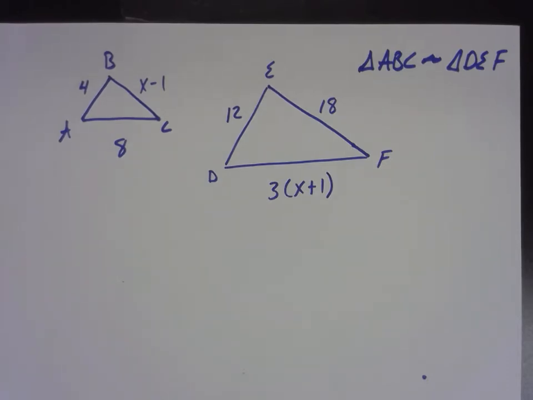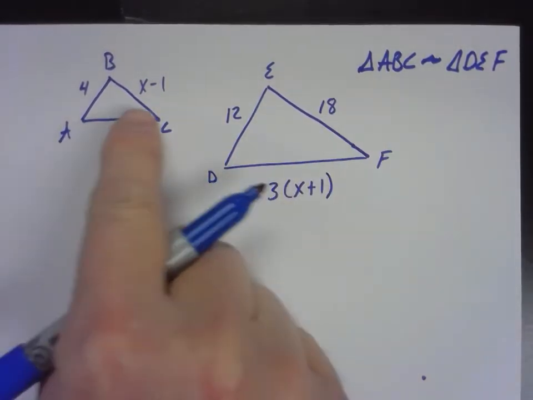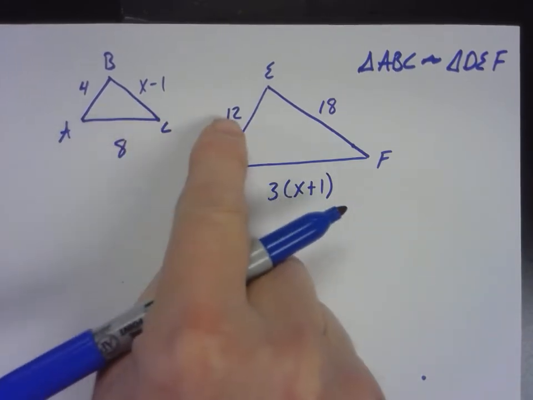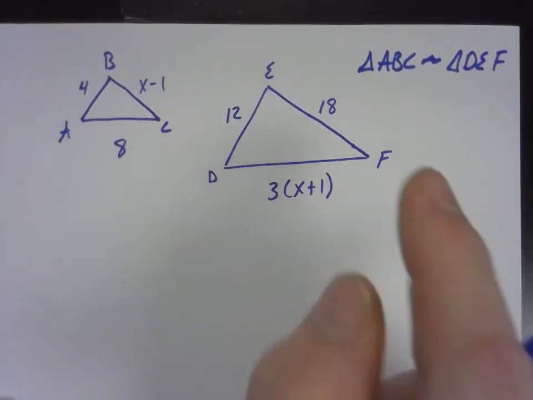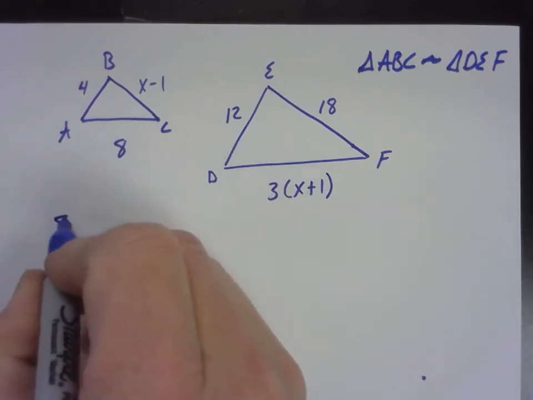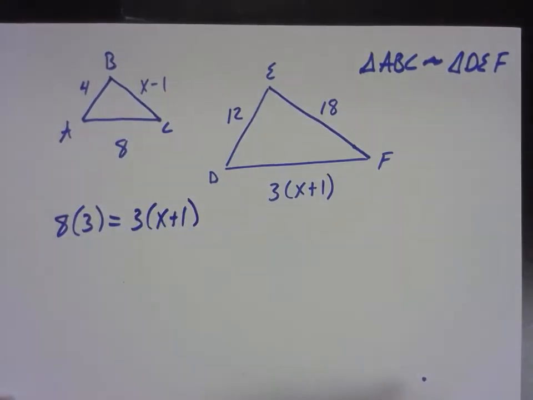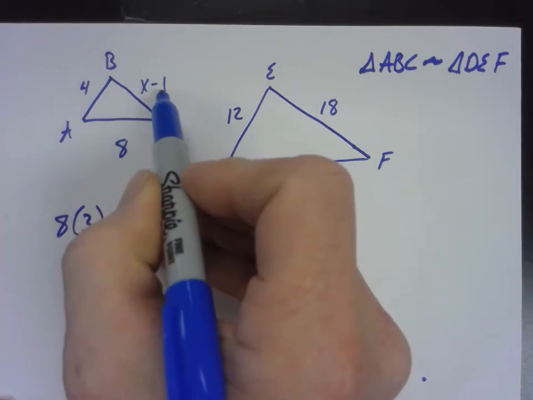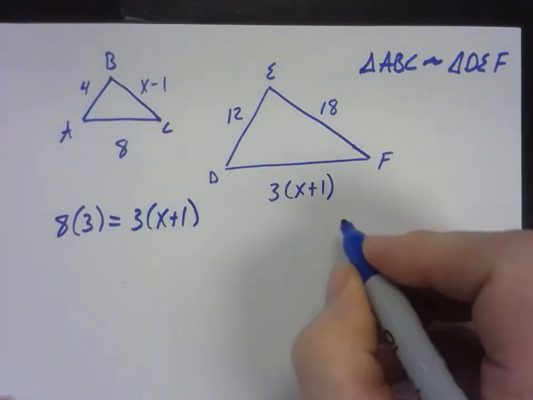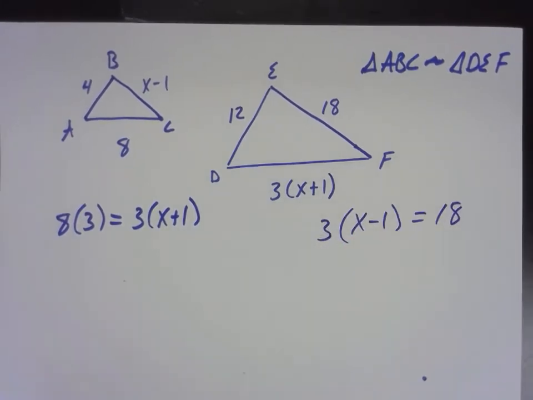You guys all agree with that? It's the 4 and the 12, isn't it? That's great to know. We know the scale factor from ABC to DEF is 3, correct? Okay, so I could do it this way. I could say, look, 8 times 3. All right, there you go. 8 times 3 has got to equal 3 times x plus 1. What about x subtract 1? X subtract 1 multiplied by 3 equals 18.